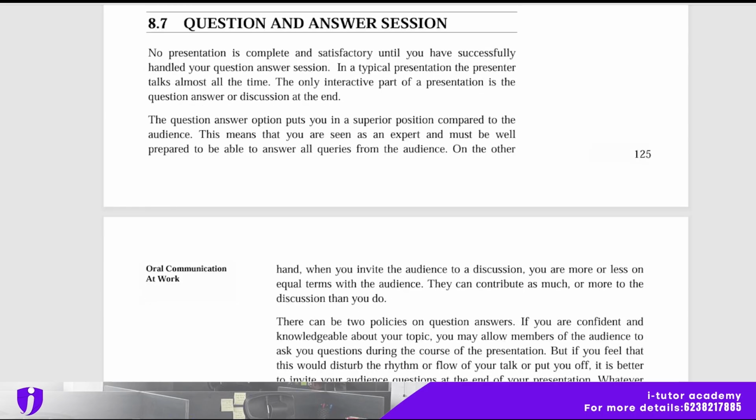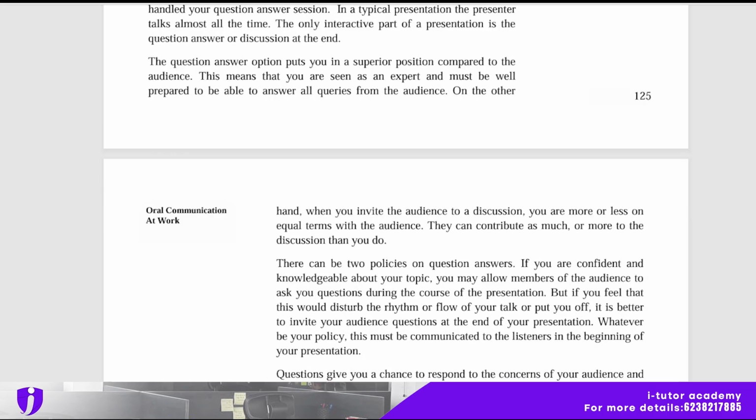No presentation is complete and satisfactory until you have successfully handled your question answer session. In a typical presentation, the presenter talks almost all the time. The only interactive part of a presentation is the question answer or discussion at the end. The question answer option puts you in a superior position compared to the audience. So this means that you are seen as an expert and must be well prepared to be able to answer all queries from the audience.